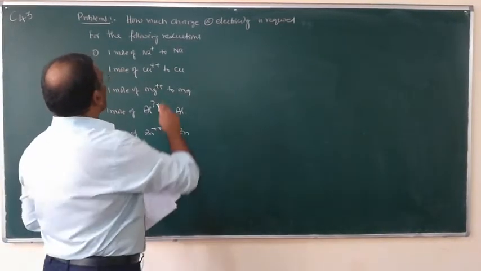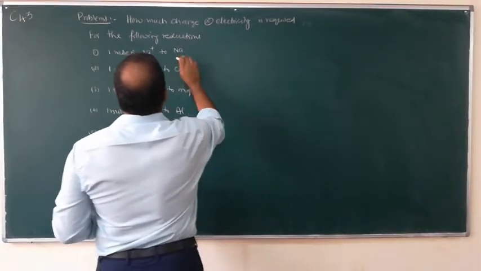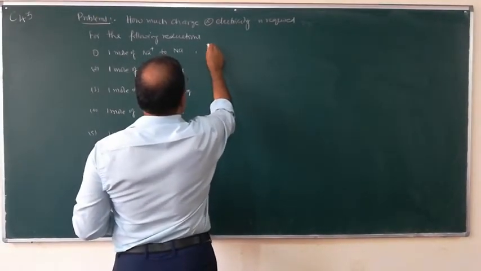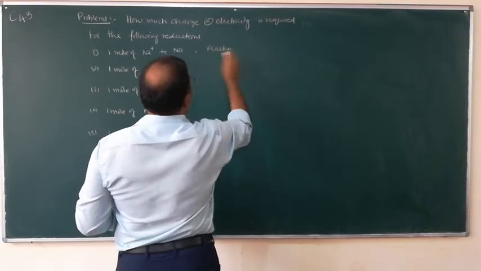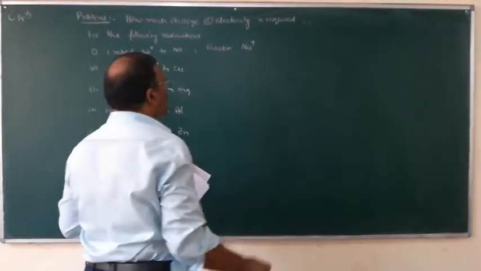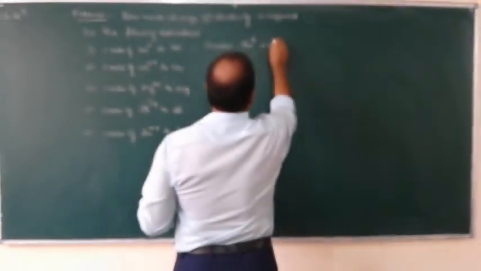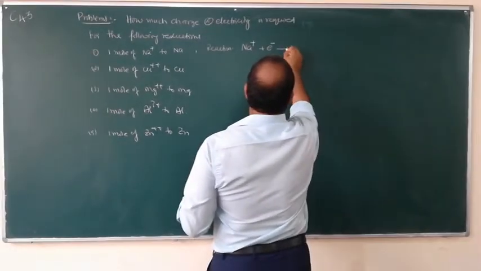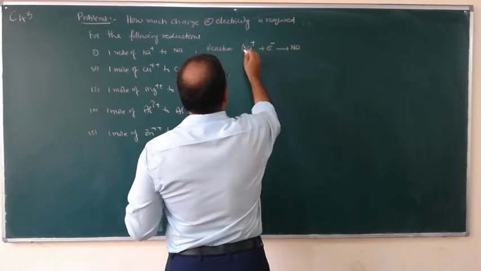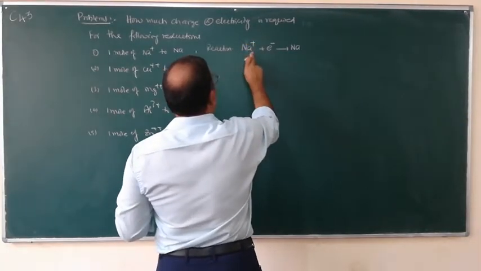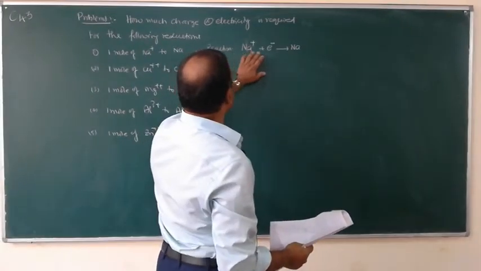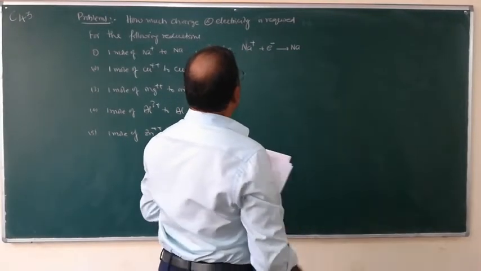So, 1 mole of Na plus to Na. How do you have to write this reaction? Na plus, monovalent sodium ion after accepting 1 electron is converted into Na. So for a positive ion to become neutral, it has to accept one electron. So 1 mole of sodium ions accepts 1 mole of electrons.